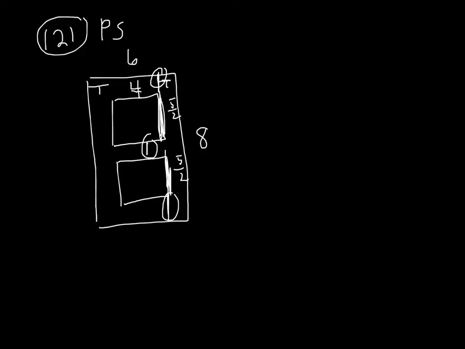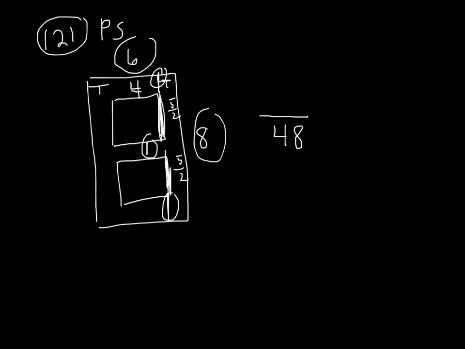If the trim is uniformly 1 foot wide, what fraction of the door's front surface area is covered by the trim? What fraction? Well, what's the total area? The total area is 6 times 8. 6 times 8 is 48. Okay?